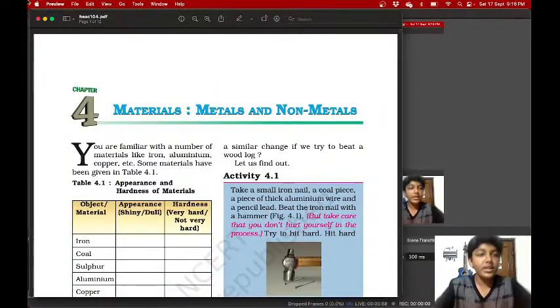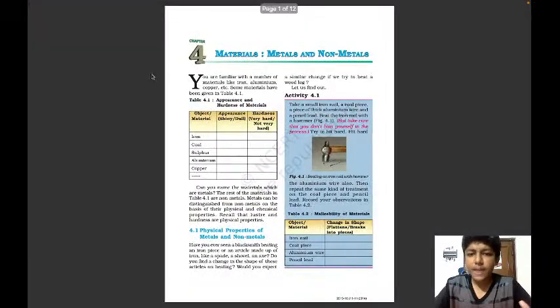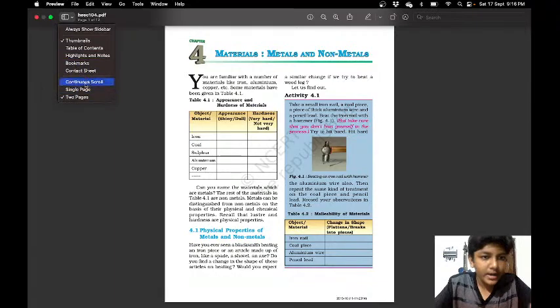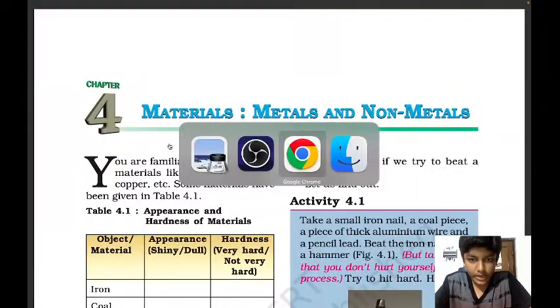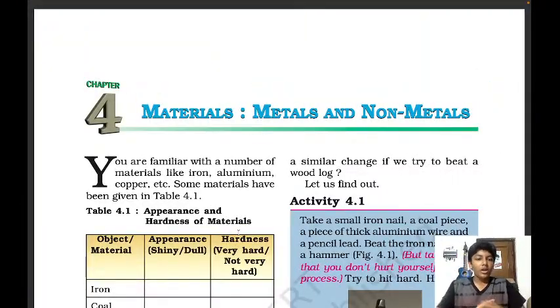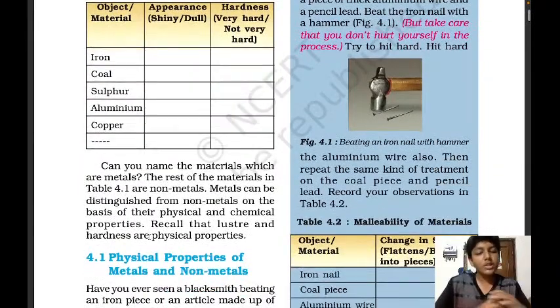Alright, materials, metals, and non-metals. Very interesting chapter. It's easy also if you understand it in one go. So you are familiar with a number of materials like iron, aluminium, copper. Some materials have been given in this table. Can you name the materials?